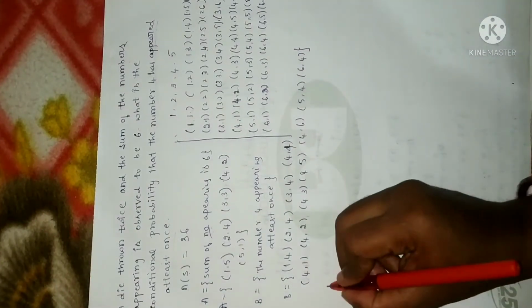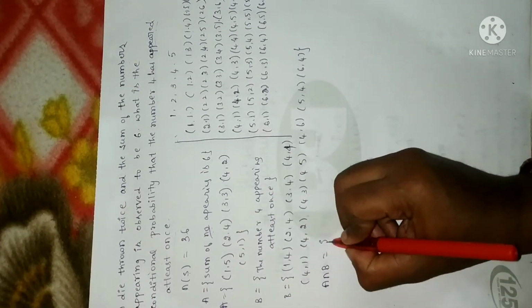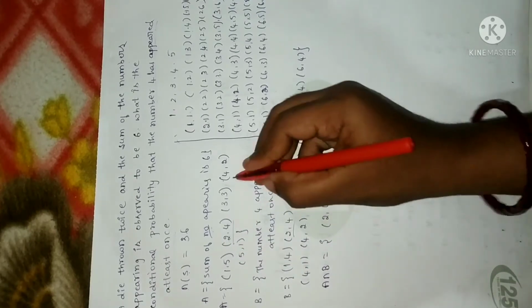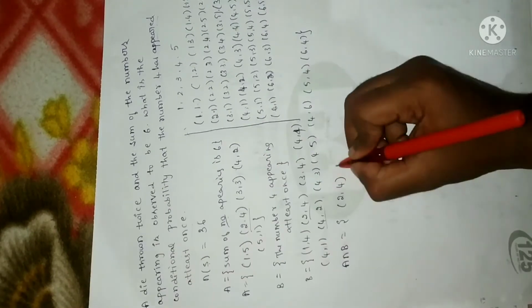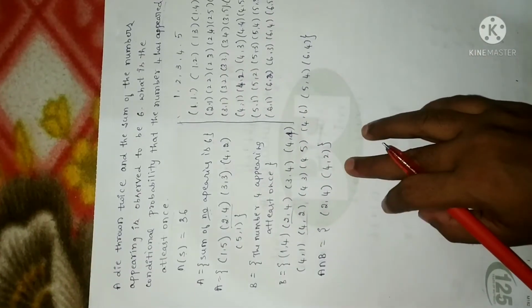Fine. Now let me make a list of A intersection B. I'll just make a list of common elements. So which are the common elements? 2, 4 and 2, 4. And next is 4, 2 and 4, 2. Right? So I have listed the common elements in set A and set B. I have obtained A intersection B.